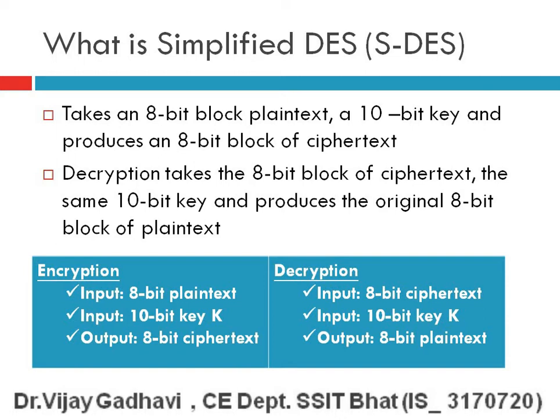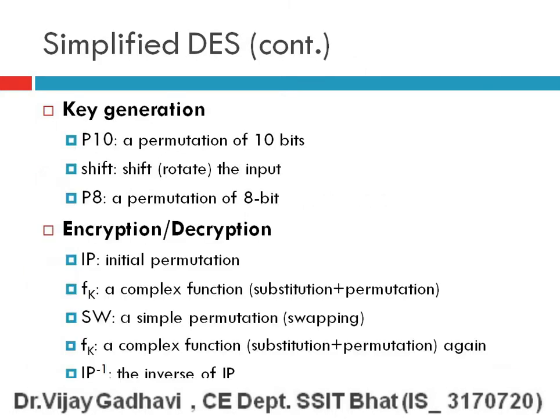Here we see the comparison of encryption and decryption. The input 8-bit plain text is the same in decryption. For ciphertext, the input 10-bit key is the same as decryption, and the output 8-bit ciphertext is the same in decryption. Key generation uses P10, a permutation of 10 bits. Shift is used to rotate the input. P8 is a permutation of 8 bits.